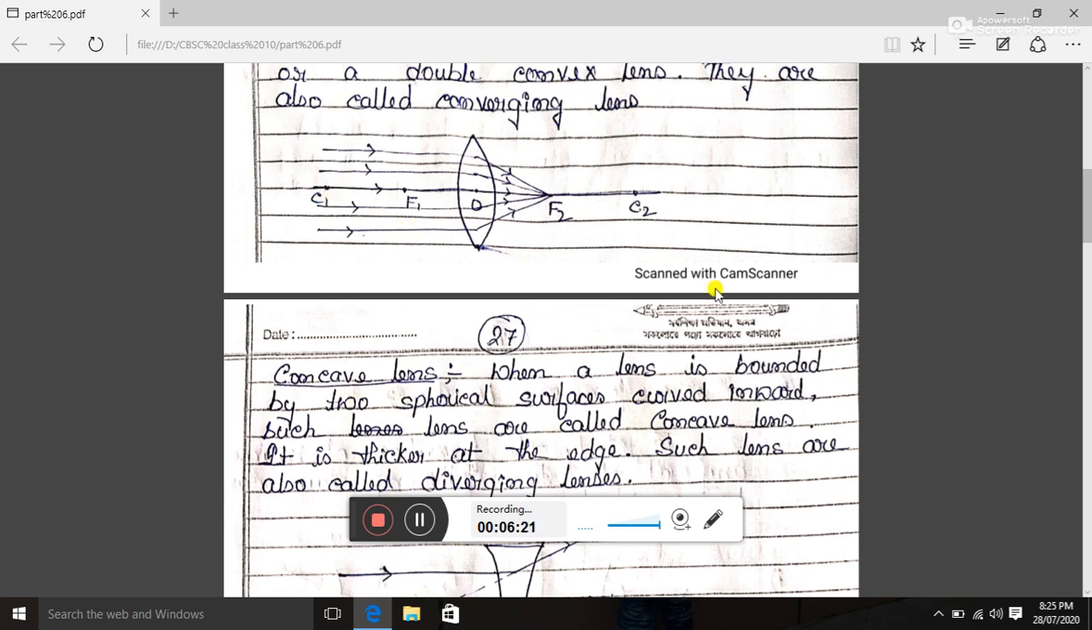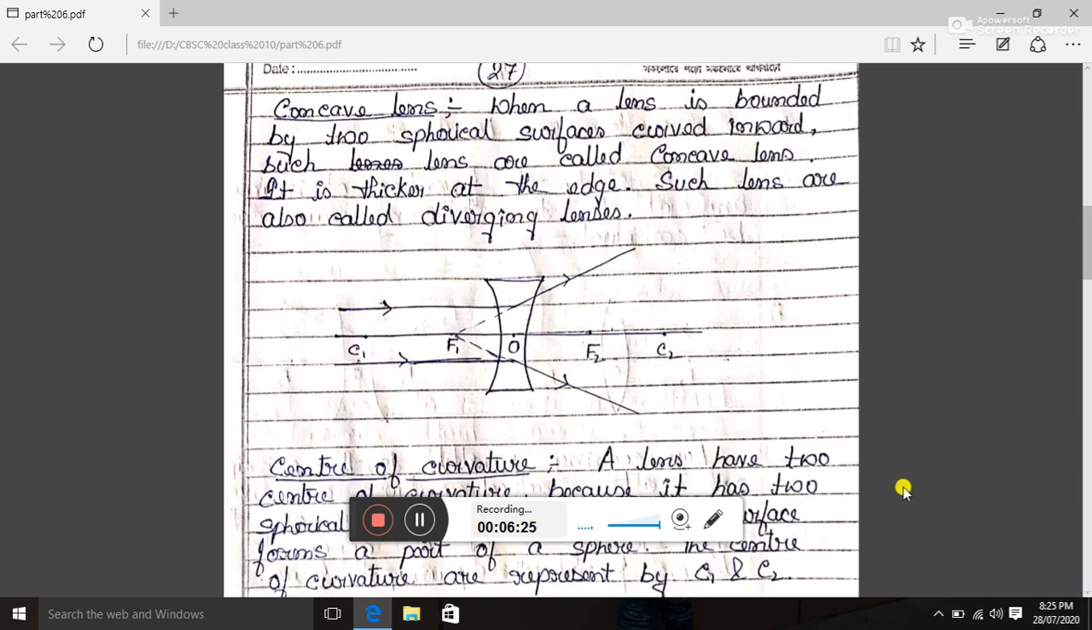Similar in the case of a concave lens. In a concave lens also, this side is a part of a sphere. So there will be a center, and this center is called the center of curvature. This side is also a part of a sphere, so there will be a center, this is the center. Thus a lens has two centers of curvature, one on the right hand side, another on the left hand side.